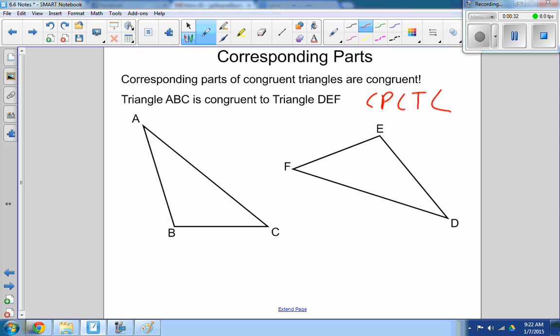So if triangle ABC is congruent to triangle DEF, that means angle A is congruent to angle D, angle B is congruent to angle E, angle C is congruent to angle F. I also then know AB is congruent to DE, BC to EF, then AC to DF. So again, if triangles are congruent, the corresponding parts of congruent triangles are congruent. CPCTC.